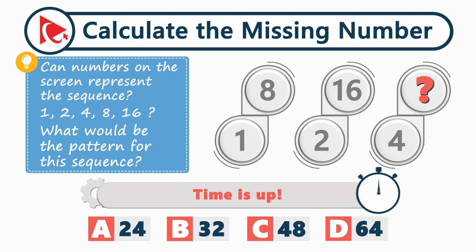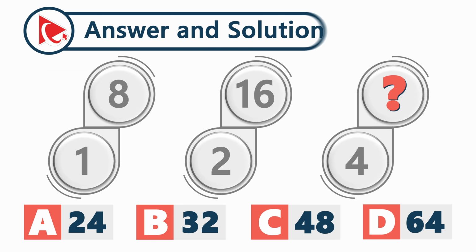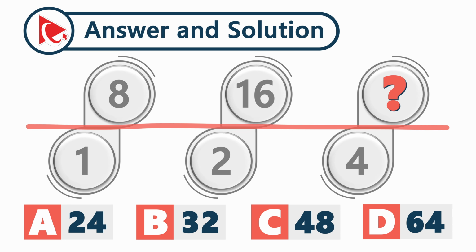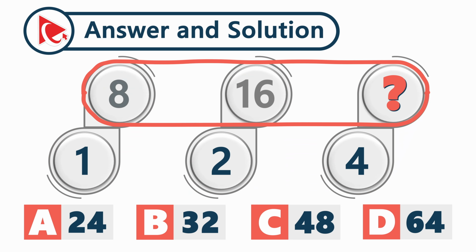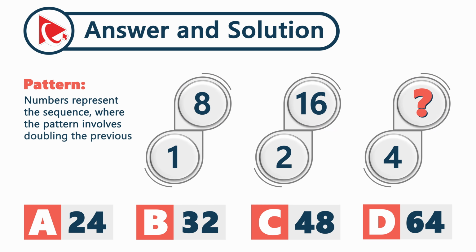Time's up. Do you have your answer ready? I hope so, because believe it or not, there is a pattern here, and it's really simple. Instead of looking at water drops as pairs, let's look at them in separate rows. Let's start with the bottom row. The row has numbers 1, 2, and 4, and then the top row has numbers 8 and 16. As you might have guessed, the numbers represent the sequence, where the pattern involves doubling the previous number.